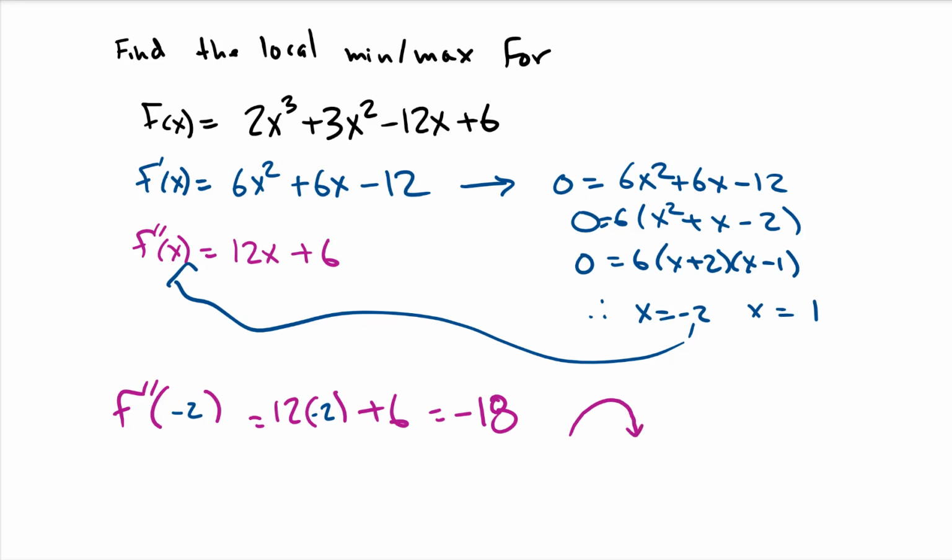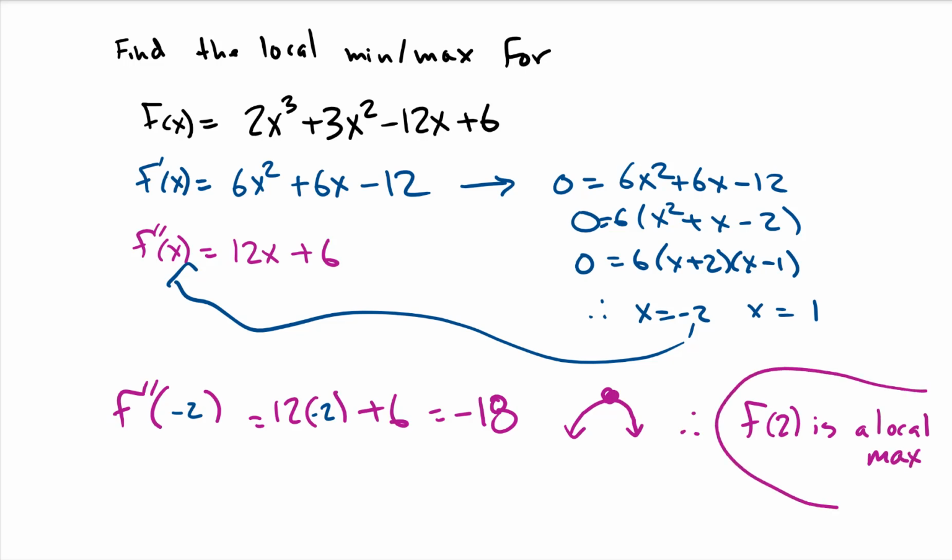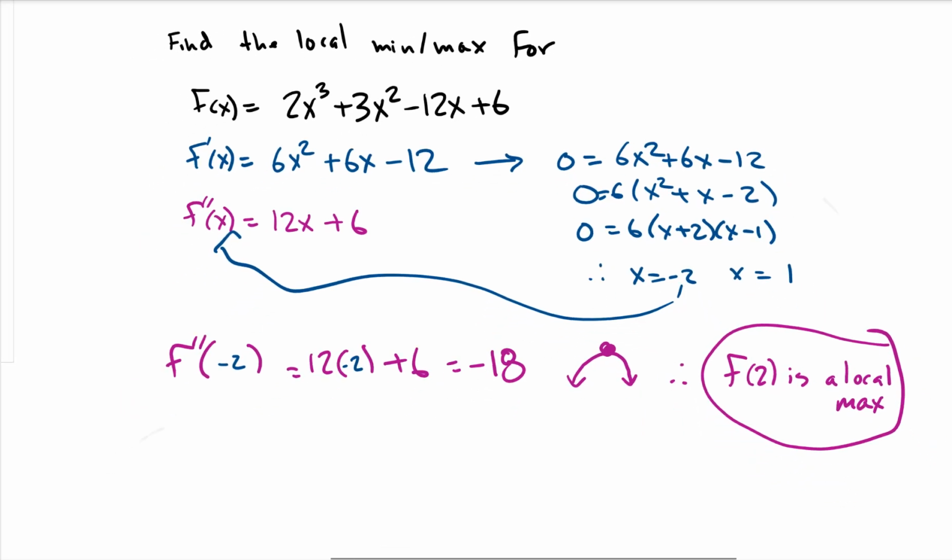Negative concavity does this. So what does that say? Therefore, f of negative 2 is a local, what is that, min or a max when you sit on top of something? Max! We found it. This method is not bad.